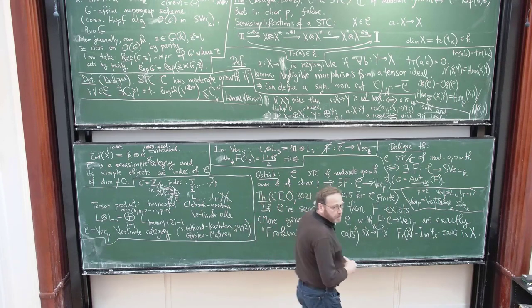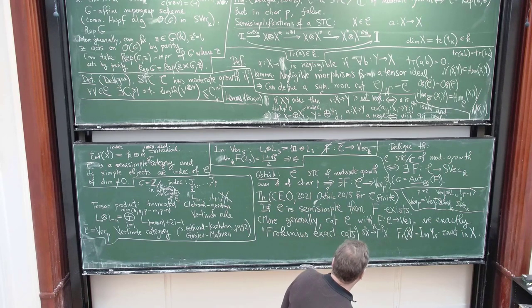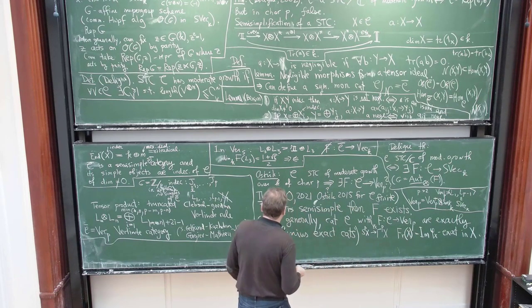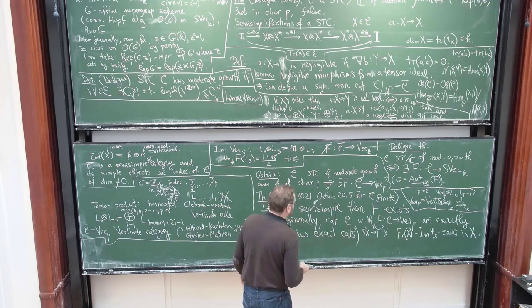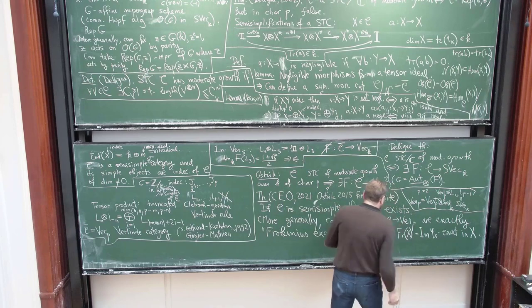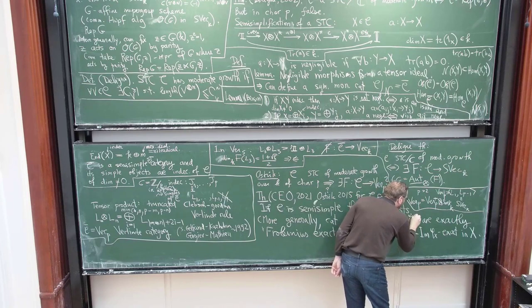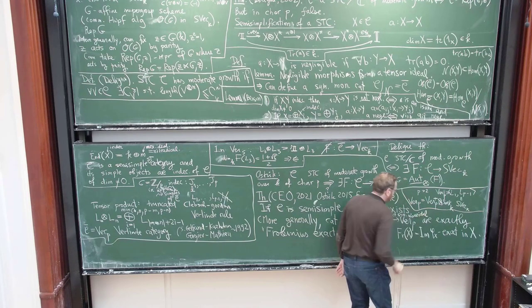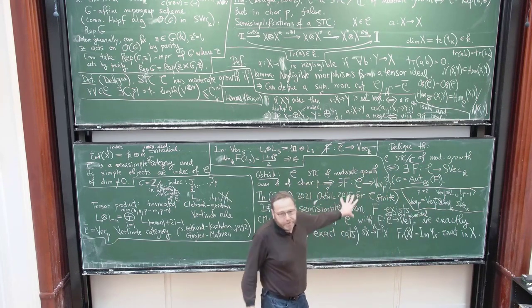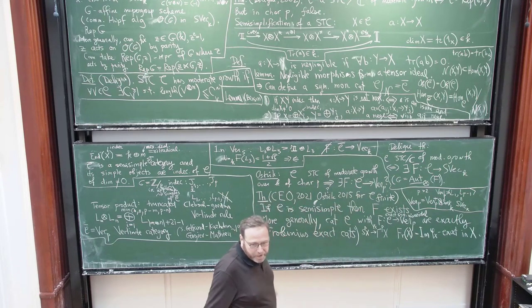Can I just ask, what properties should F have again? Can you just repeat that? If F is from C to Ver_p, what properties should that functor have? So exact symmetric monoidal. Exact symmetric monoidal functor, which is called the fiber functor. Yeah, so it's like the fiber functor of the theory of Tannakian categories.